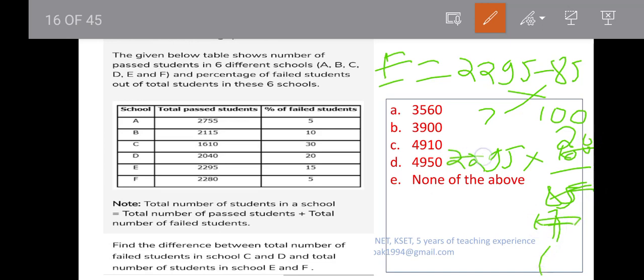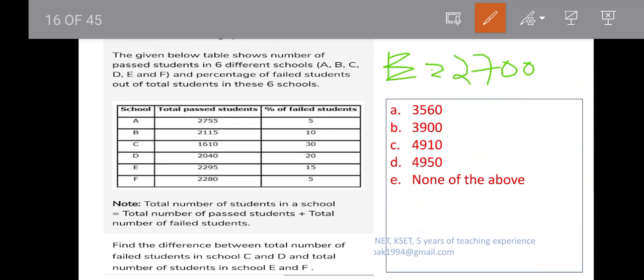We will try. 17 1s are 17, 17 3s are 51. So how much is remaining? 34 is remaining, means 85. So 17 5s are 85. 135 into 2 will be 270. What about F? The F is also the same calculation.